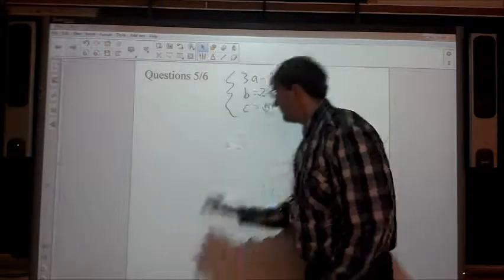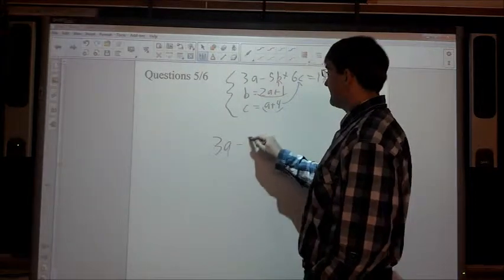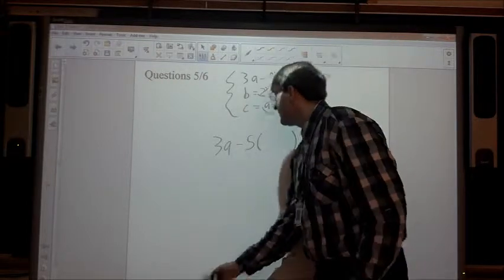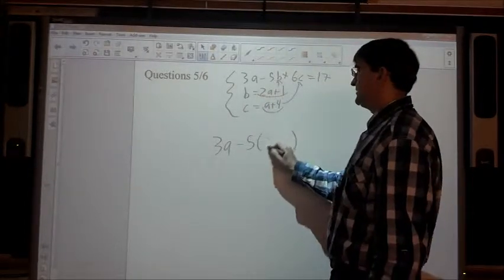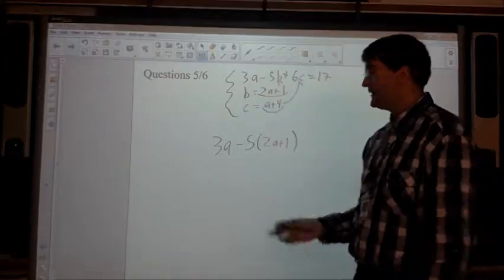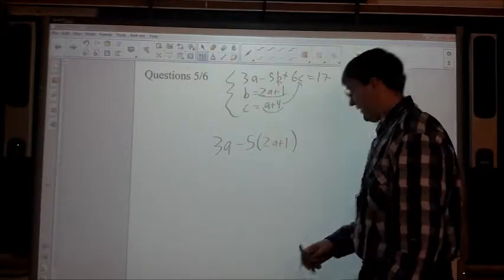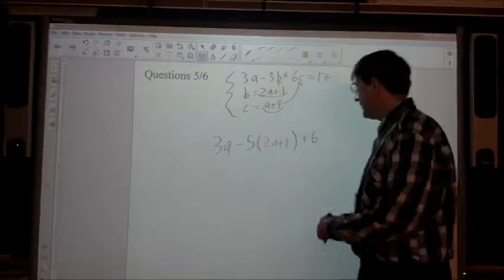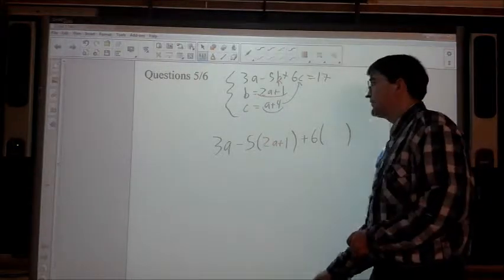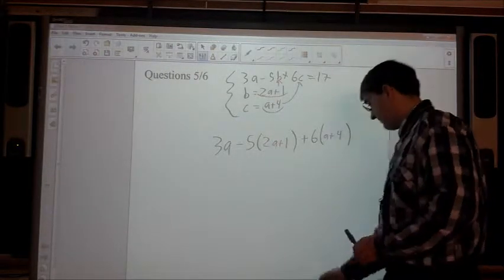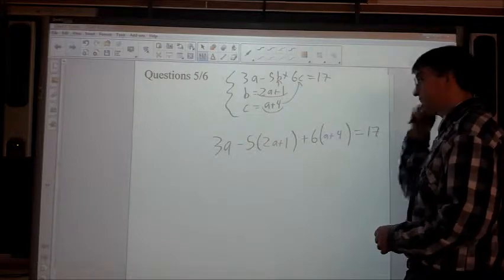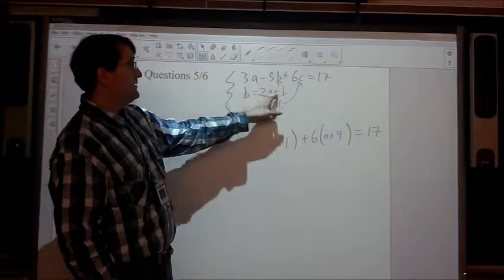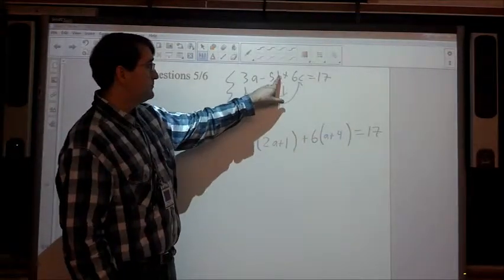The 3a, that doesn't go anywhere. And the minus 5, that's still the case. But now I'm saying that b can be rewritten or substituted or replaced with the 2a plus 1. And the plus 6c then becomes plus 6 times the quantity of a plus 4 equals 17. By using the substitution method, I can plug in these two expressions for b and for c.